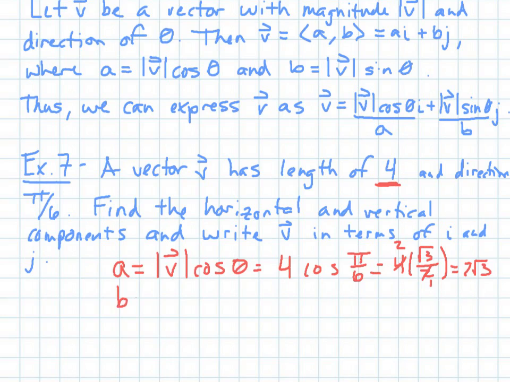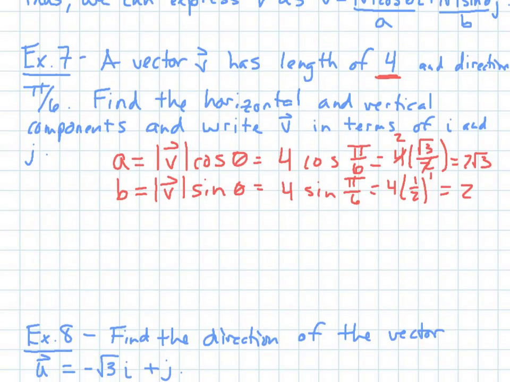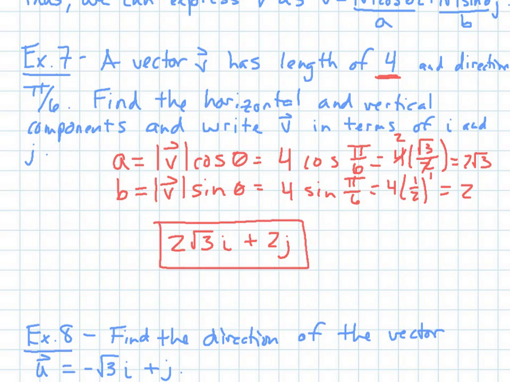And if I find b, then it's 4 times sine of pi over 6. Now, sine of pi over 6 is 1/2. So 4 times 1/2 equals 2. Now if I wanted to write this in ij form, that would be 2 square root of 3 i, remember, the i is not underneath the radical, plus 2j. And that would be my vector.